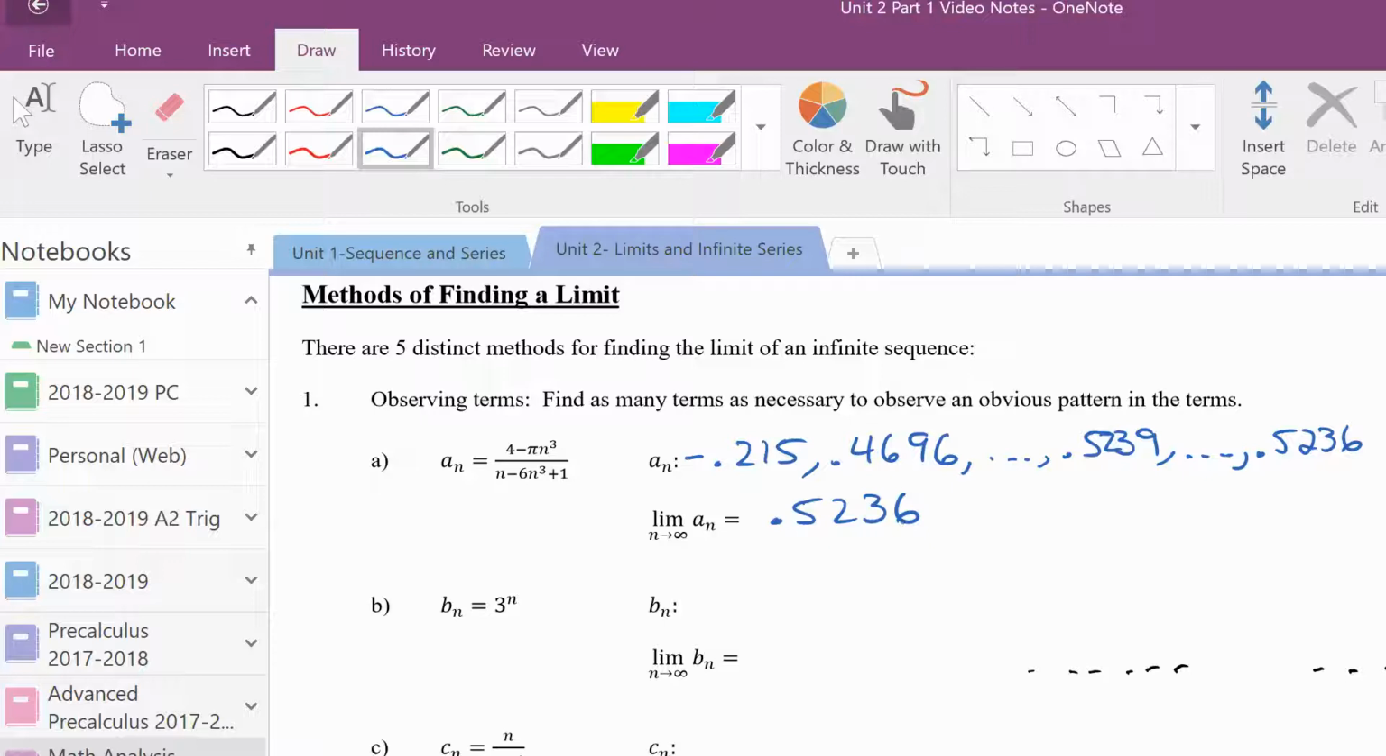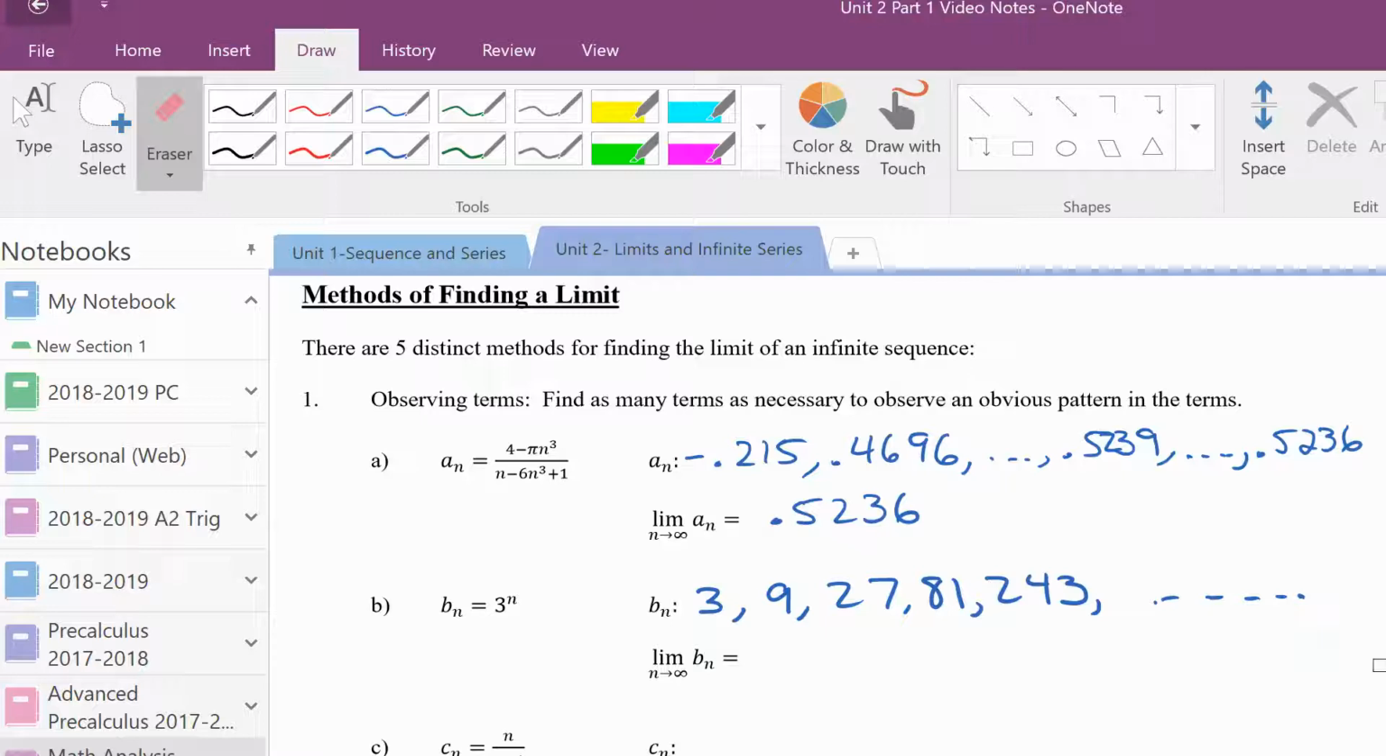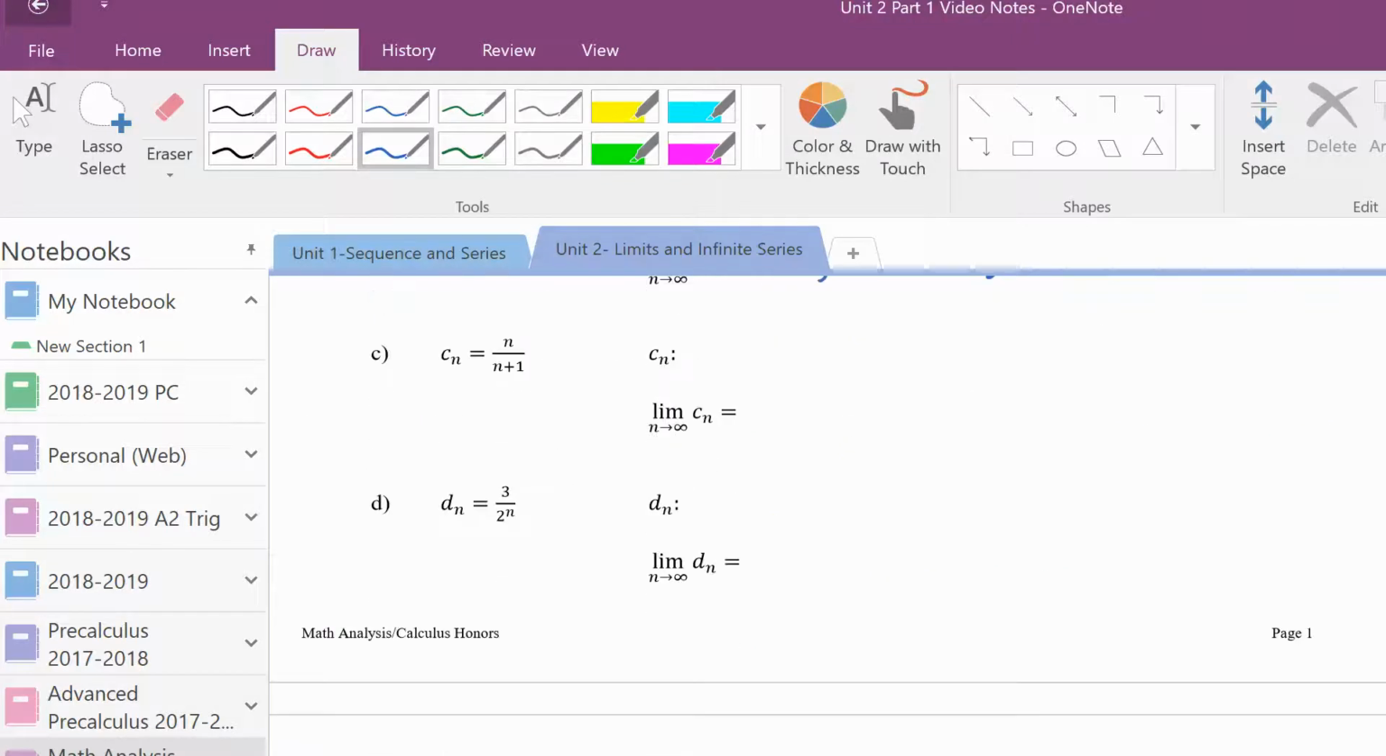So we can do the same thing for the next one. If we put in numbers, and I'm not going to show the calculator, for 3 to the n, you get 3, 9, 27, 81, 243, and then notice it just keeps getting bigger. So the limit as n approaches infinity for this function would be infinity, which means it does not exist because it's unbounded behavior, meaning it's going to go up and up and up forever and ever.